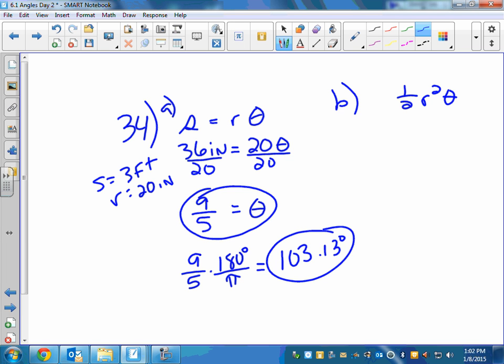Now that this is correct, I can plug this in up here. The question doesn't tell us what units we have to give, so since this only has a radius in it, do we want to keep the radius as 20 inches? Keep it in inches here, 20 inches squared. Theta needs to be in radians, so we pick the 9/5 radians. That would give us the area of that sector.